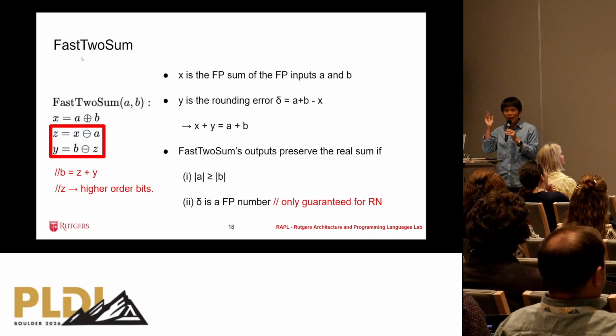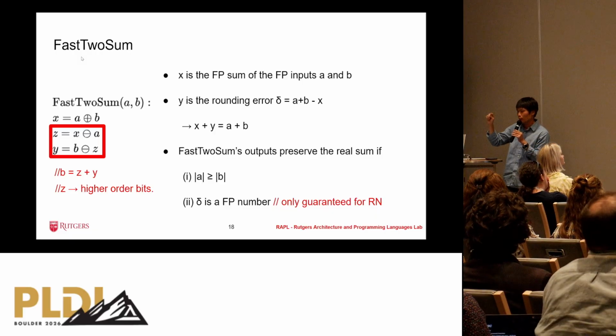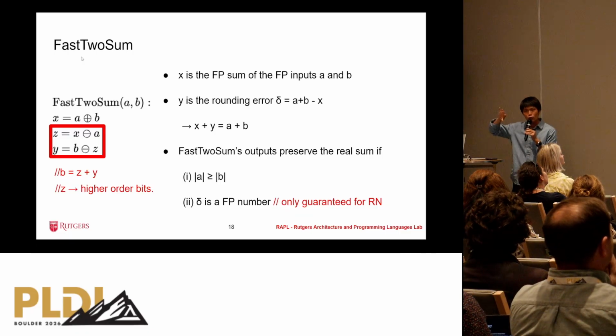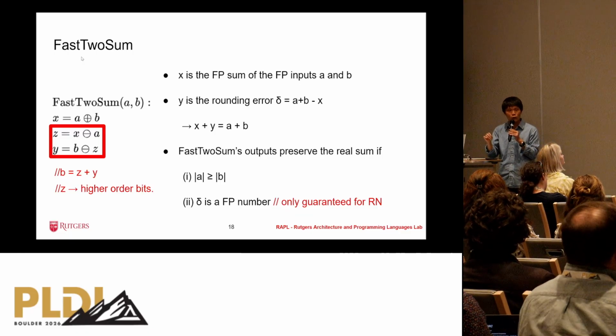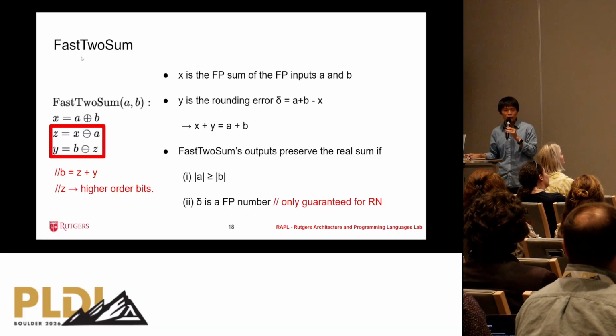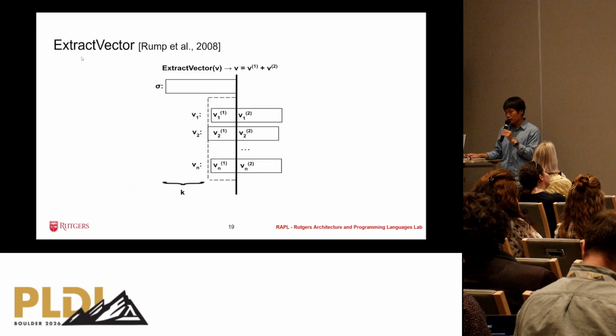So if you think about a as an auxiliary parameter that you don't care about, performing a fast2sum using b gives you the higher order bits of b, all the while preserving the overall content of b through an exact residual. So this opens up error-free transformations for vector operations. One such example is extract vector.